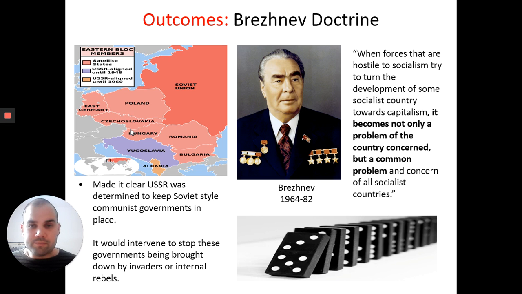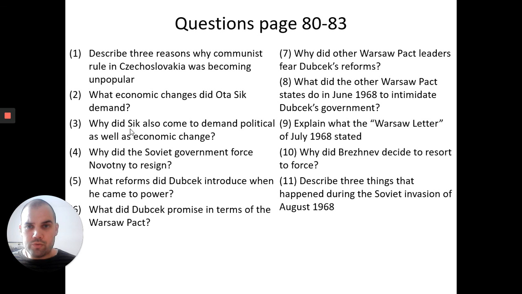Okay, so guys, what I'd like you to do now is you've got a few questions here. So these ones are on the background of the causes of the Prague Spring and the actual events during it. So these first ones are from pages 80 to 83. These ones 1 to 6 are on the first double page 80 to 81. 7 to 11 are on 82 to 83. So make sure you've got those answered in full sentences in your book. So you might want to just pause there and look at those.